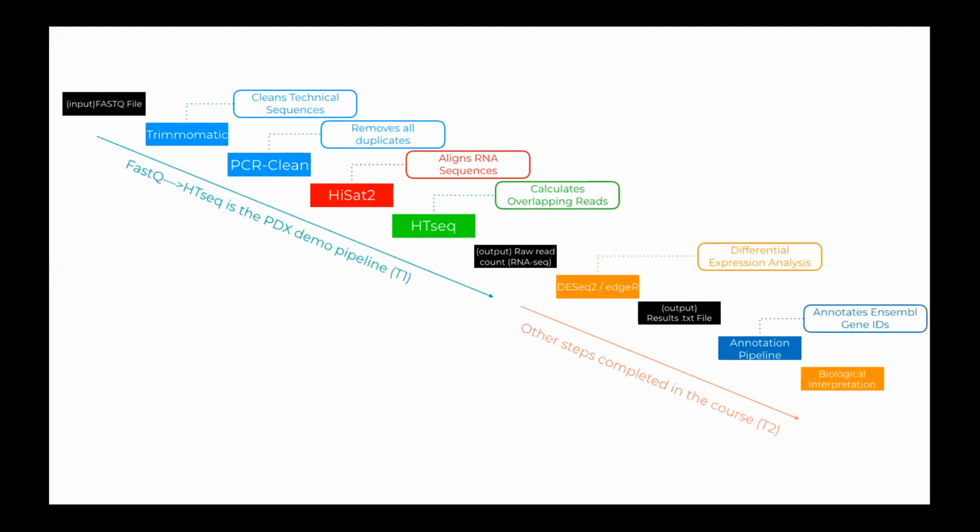expression, table of expression, and then we also look into the data and see some patterns, which we will be covering today. That's the part of T1, which is transcriptomics 1, and other steps, like differential gene expression and annotation, will be part of transcriptomics 2, which we will be looking into in the upcoming classes.